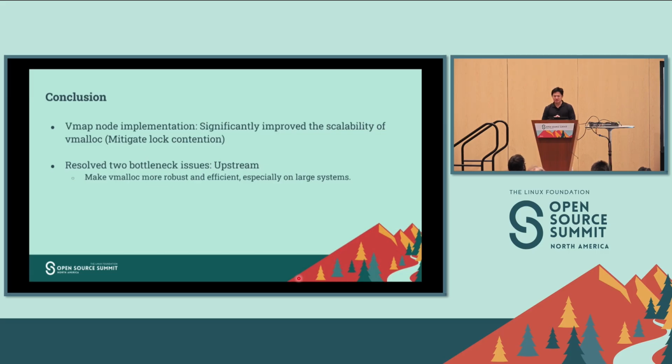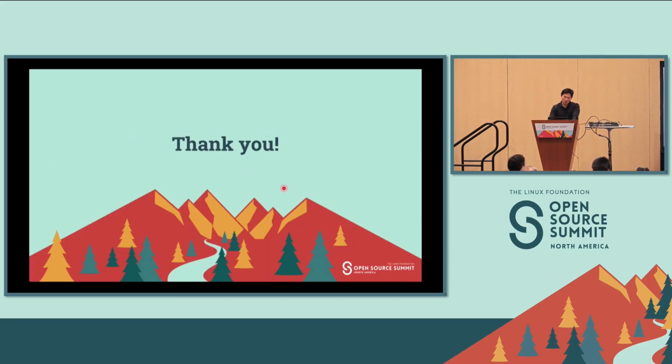And in conclusion, we introduced the vmap node implementation, and this enhancement significantly improved the scalability of Vmalloc, which mitigates the lock contention. After the enhancement, we observed two remaining bottlenecks, and we identified and resolved them. The fixes for these two issues are upstream, which makes Vmalloc more robust and efficient, especially on large systems. Okay, that's all I have. Thank you.